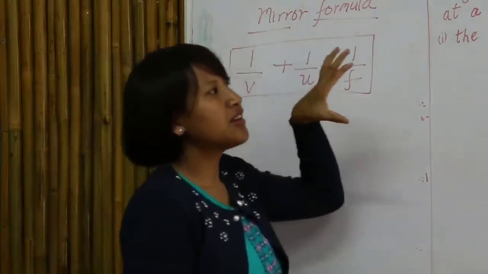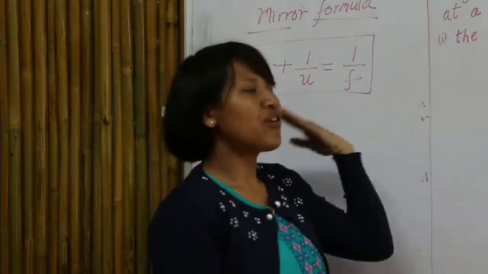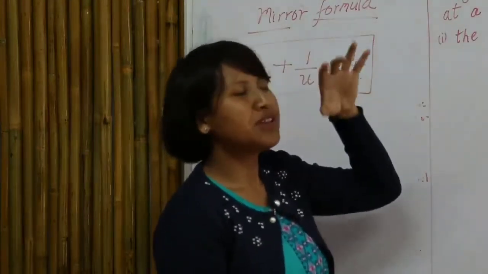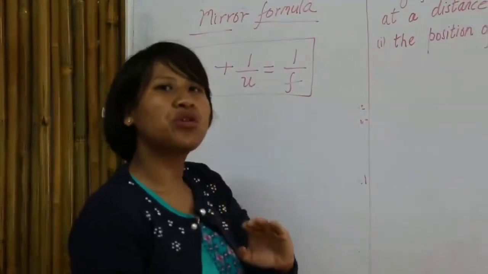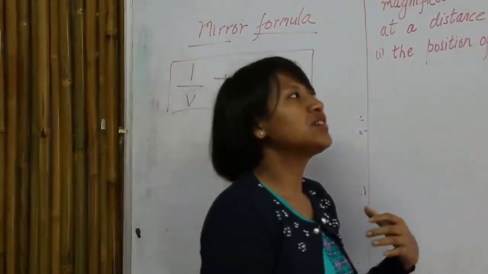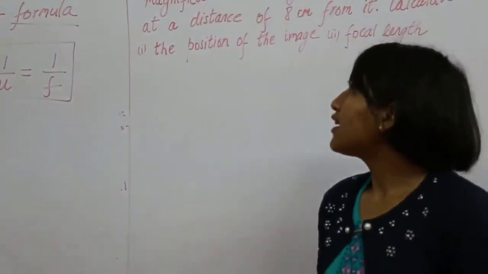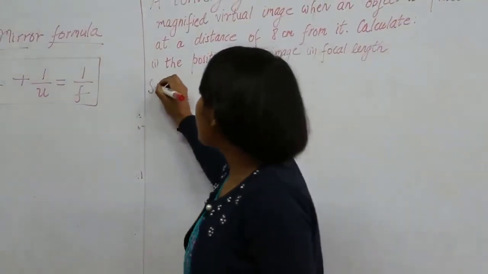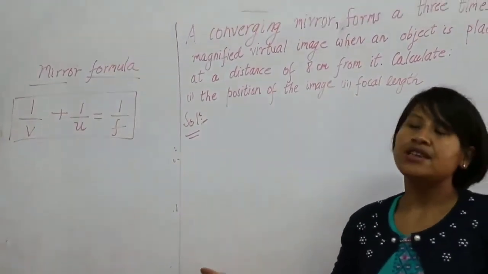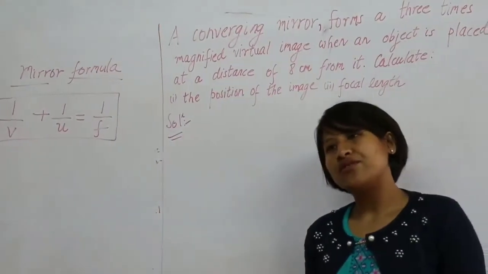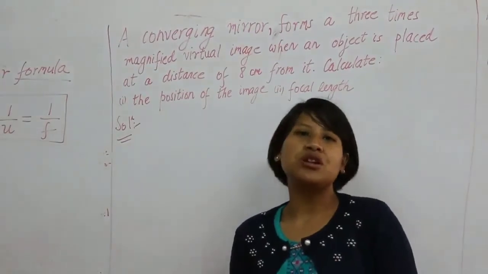Remember, if it is erect, positive; inverted, negative; and if it is to the left of the pole, it will be negative, and to the right it will be positive. For a concave mirror, you have to know when the image is real and when it is virtual. They will mention it according to the problem, so you have to read the problem carefully, because sometimes the image is real and sometimes the image is virtual. So from there the signs will also differ.